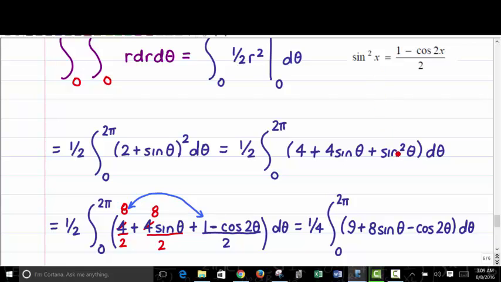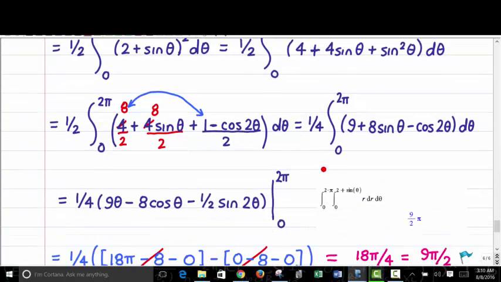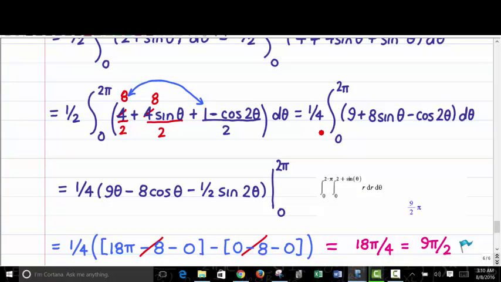Which back in Cal 2, we had an identity for sine squared and cos squared, an integrating identity. In other words, we could not use sine squared equals 1 minus cos squared, because that doesn't help us from an integration standpoint. We must use this identity. So there it is right here, 1 minus cos 2 theta over 2. And I just took these other two terms and got common denominators. 4 is 8 over 2, 8 over 2, so I could bring that 2 all to the outside and make it 1/4. You don't have to do it that way, but then I combine, there'd have been an 8 right here and a 1 right there, and that makes the 9, 8 sine theta, negative cos 2 theta.